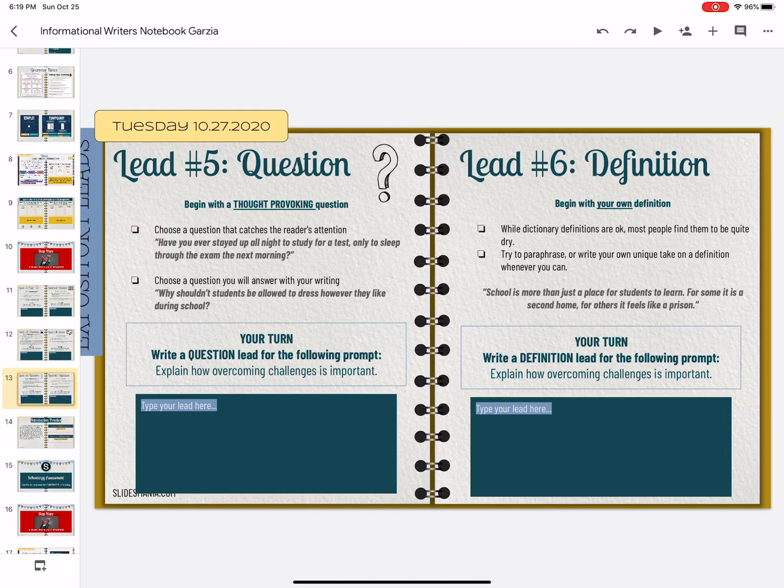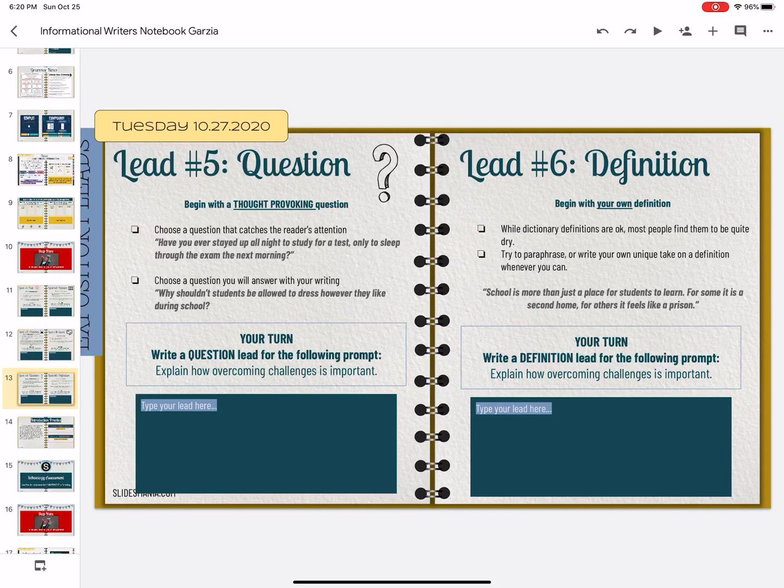School is more than just a place for students to learn. For some, it is a second home. For others, it feels like a prison. So if we looked at the definition of school, it would probably say a building in which students are taught. Something boring, right? Like, yeah, we know school is a building. But really, what is school? School is a second home to some kids, and it feels like a prison to others. So we get more into the emotional level of what school is.